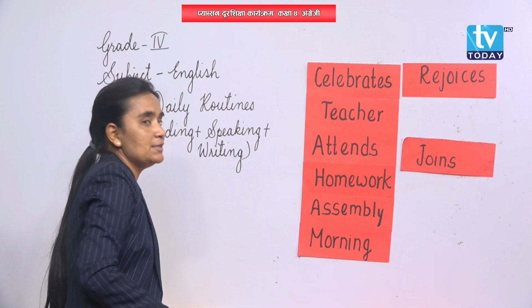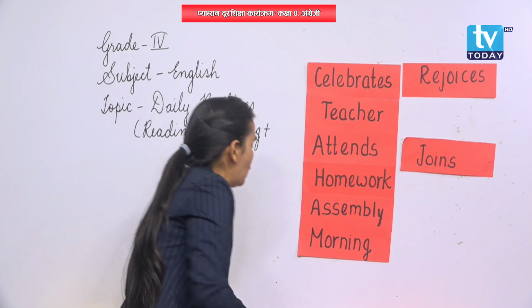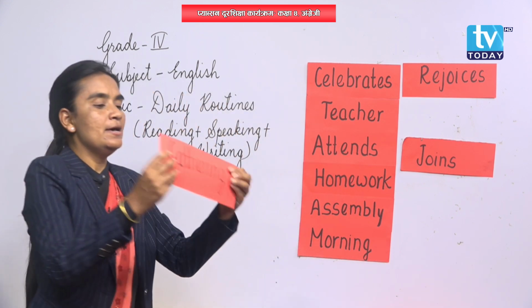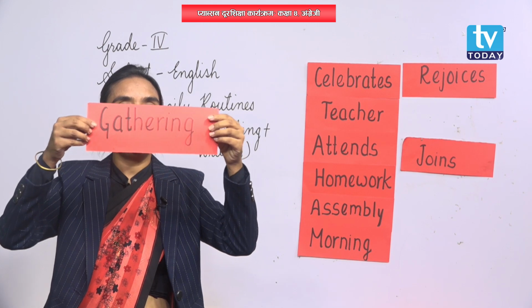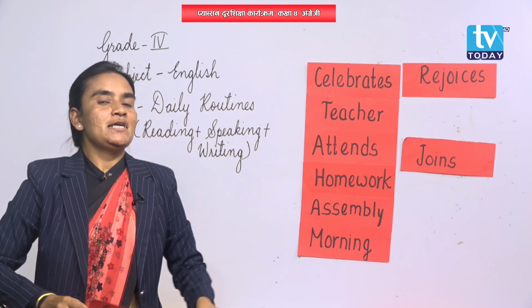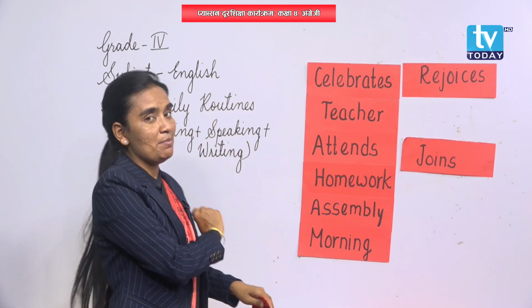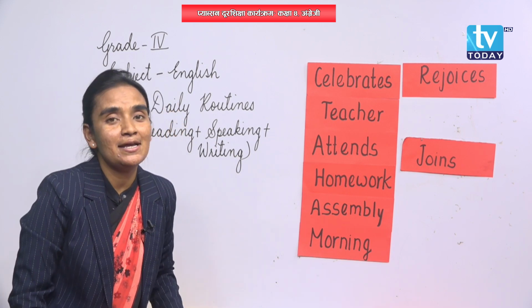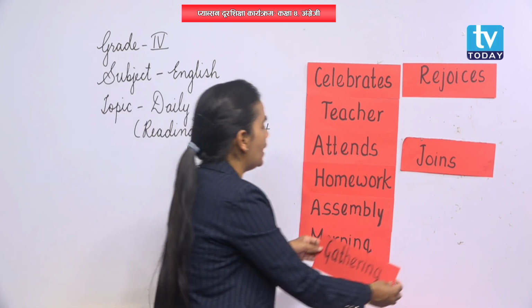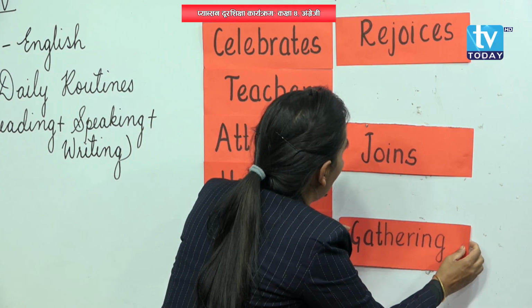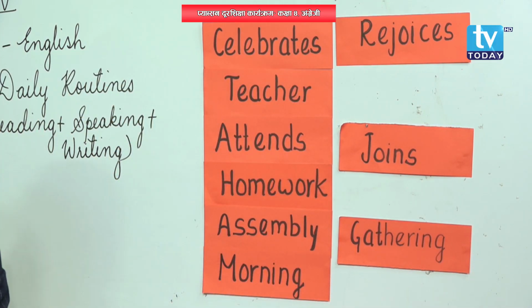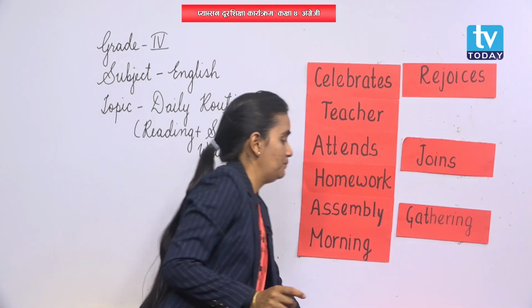The next one is here children, it's all about the next word, it's gathering. Can you guess which is the similar meaning of gathering here? Okay children, this is assembly. Got it? Now some more words are there.